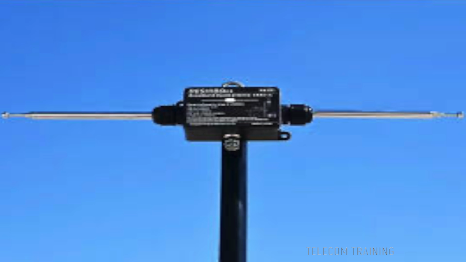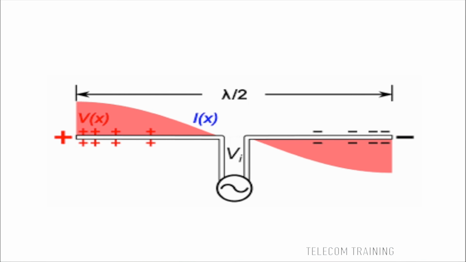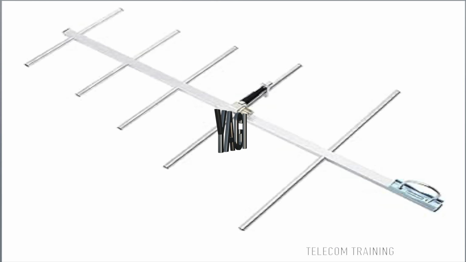They're especially popular for their simplicity and effectiveness. This symmetry makes them a go-to choice for consistent signal reception. The Yagi antenna, with its highly directional design, is perfect for long-range communication.